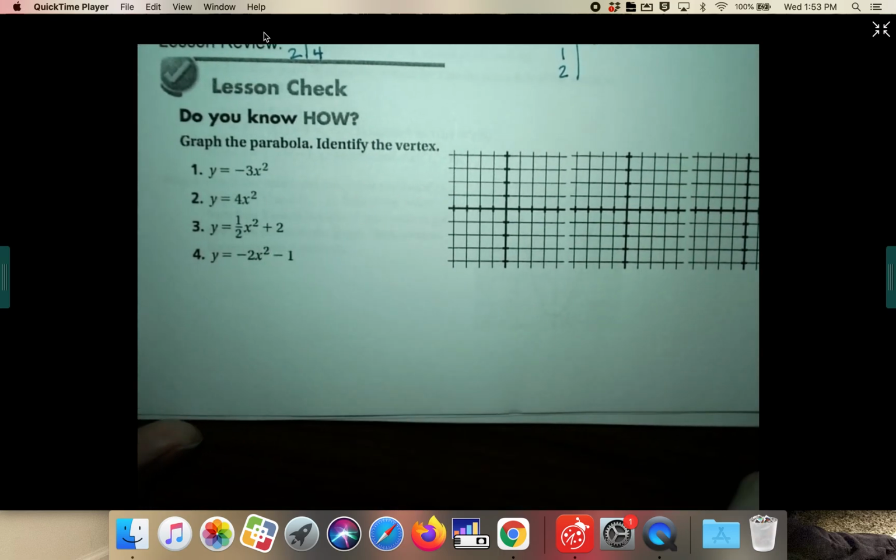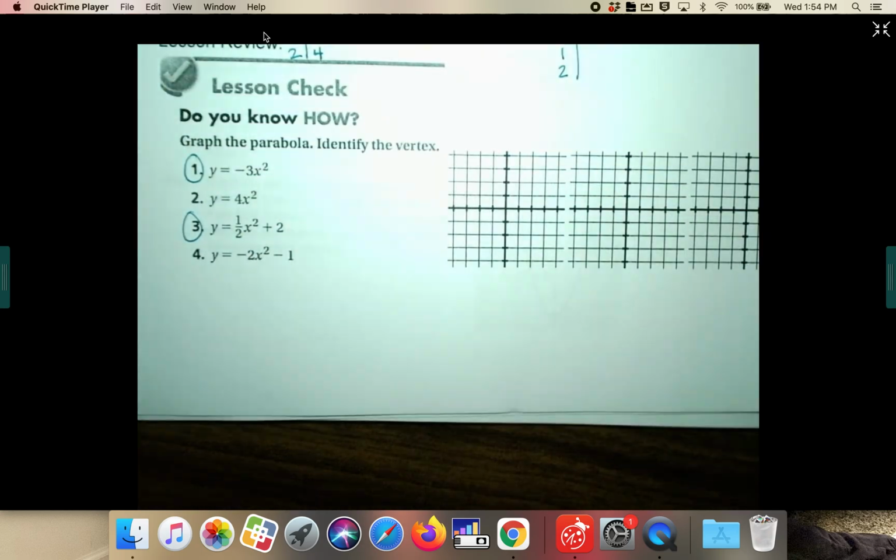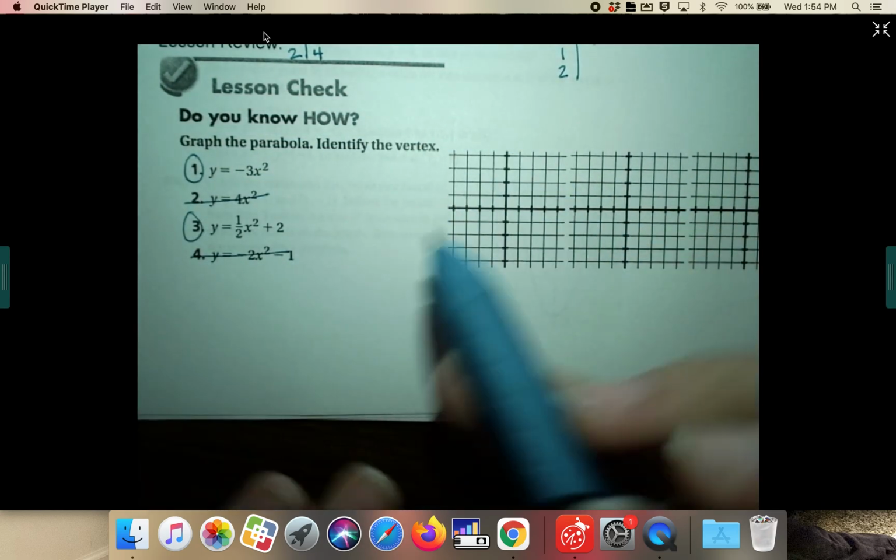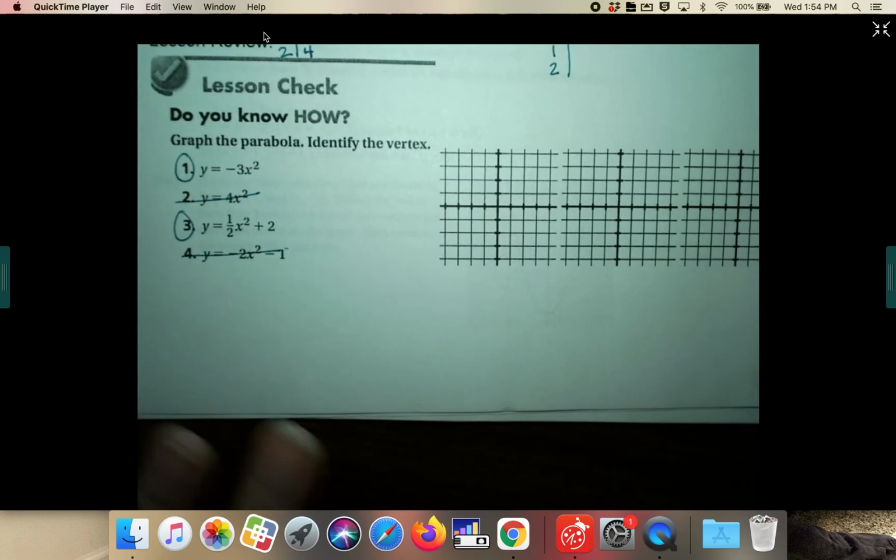Okay, the lesson review is doing a bunch of these. I don't think we need to do all 4 because I want you guys to try to practice some on your own. So I'm going to just pick a couple. I want to do 1 and 3. So you can try 2 and 4 on your own if you want to, but that's just more practice that we're going to do more of anyway.